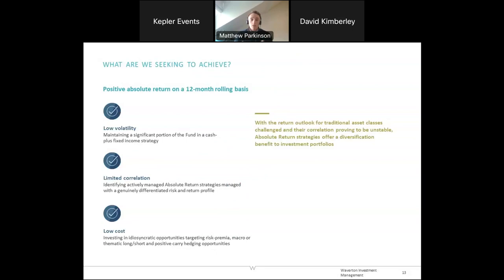Now, having a look at these in a bit more detail, absolute return first. So within the absolute return portion of our alternatives allocation, we really are trying to seek a positive return on any 12-month rolling basis, despite what's happening with risk assets and fixed income. We really are looking to achieve a cash plus return with limited correlation to both fixed income or equities.